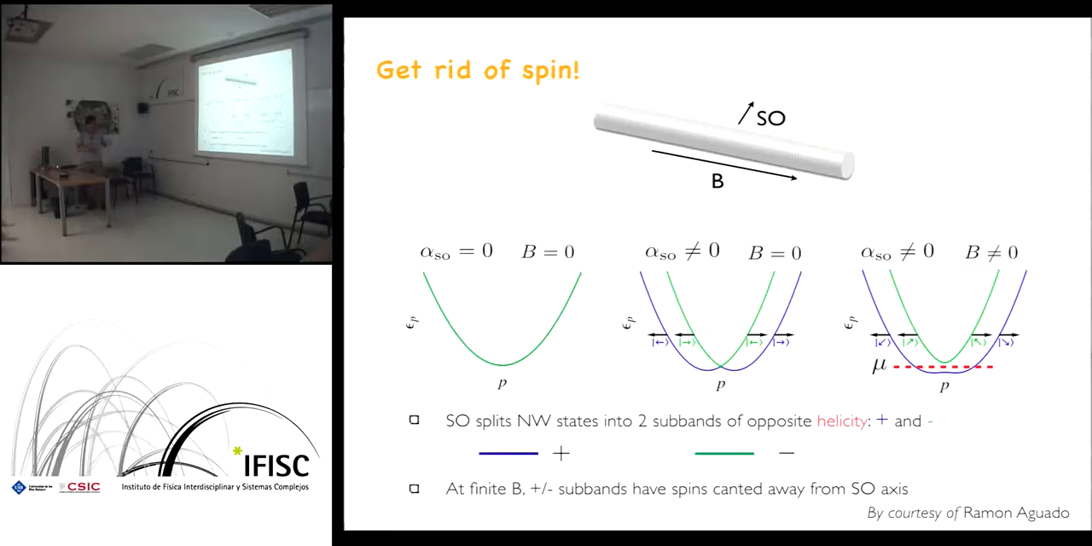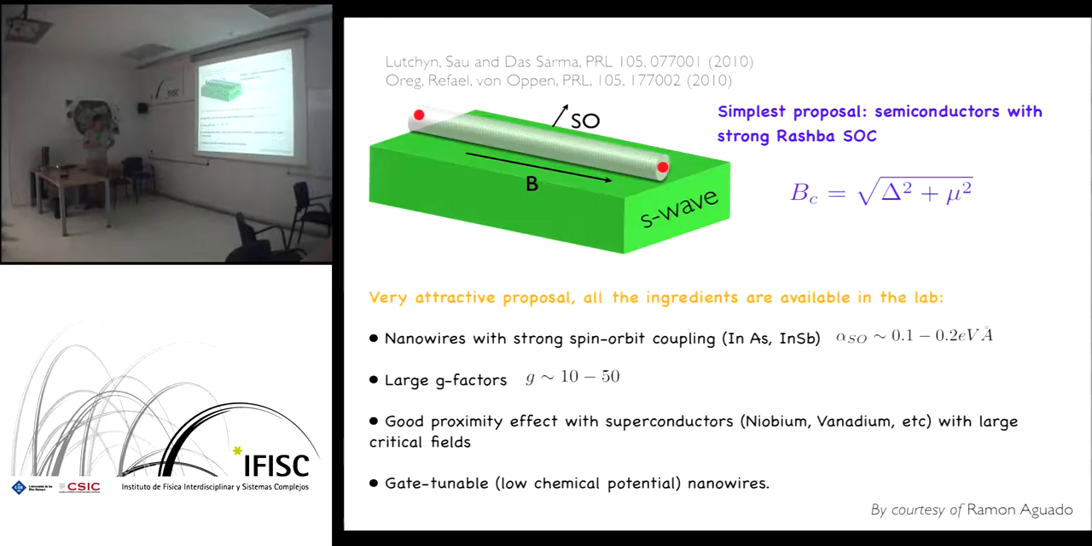So this is the simplest proposal to detect the Majorana in condensed matter. We put a nanowire with strong spin orbit coupling on the superconductor, then we apply the magnetic field. Then above some critical magnetic field, we can expect the existence of Majorana fermions.